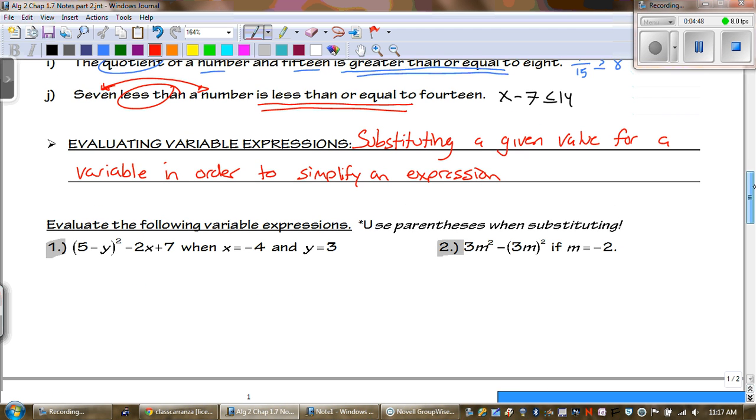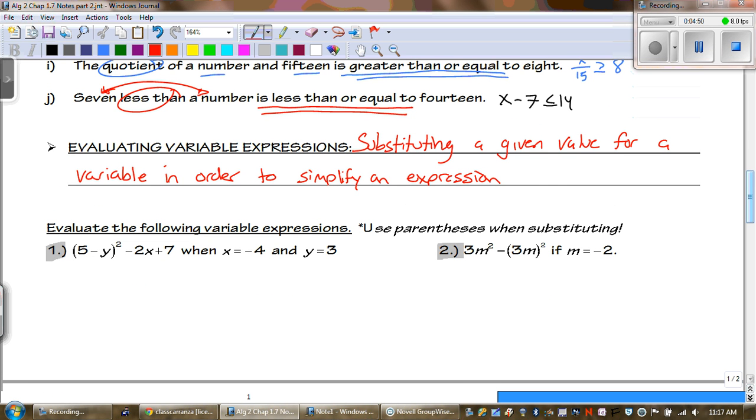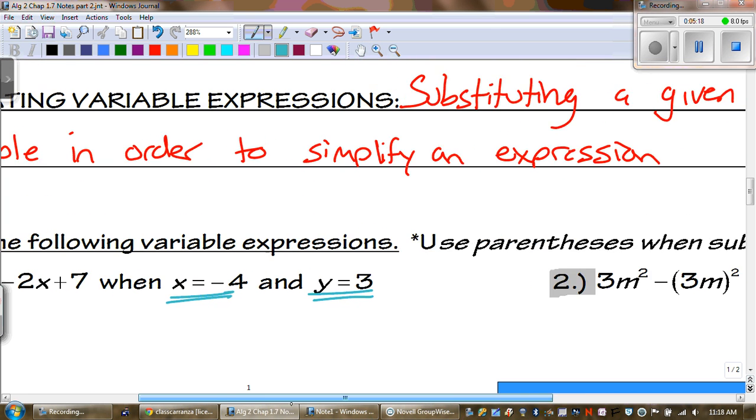All right. So now we're going to be talking about evaluating variable expressions. When you evaluate, that's substituting a given value for a variable in order to simplify an expression. Okay? And the key reminder is that we need to use parentheses when we're substituting. Okay? So for number 1, they tell us what x is and they tell us what y is. So I'm just going to zoom in on number 1.